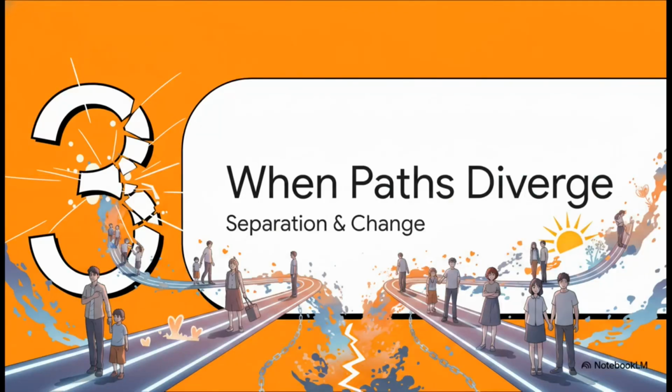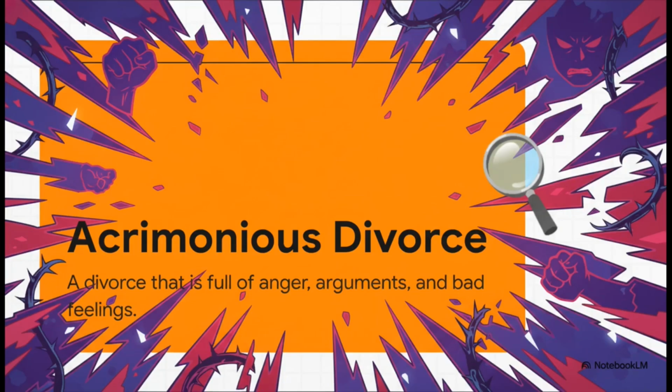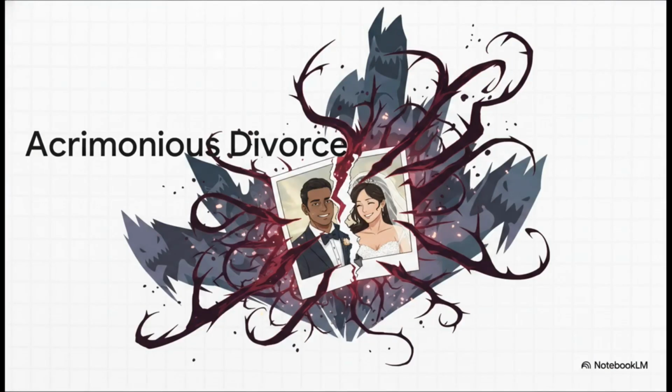That idea of bonds breaking kind of leads us into our next topic, which can be a little difficult. We're talking about when paths diverge. When families go through huge changes like separations, our language gets very, very specific, and often it's pretty emotionally charged. Take the phrase acrimonious divorce. Now, this isn't just any old separation. That word, acrimonious, tells you that this split is absolutely jam-packed with anger, bitter arguments, and just a lot of bad feelings all around. It's really that high level of conflict and negativity that defines it. It's what makes it such a uniquely painful experience for everyone who's involved.